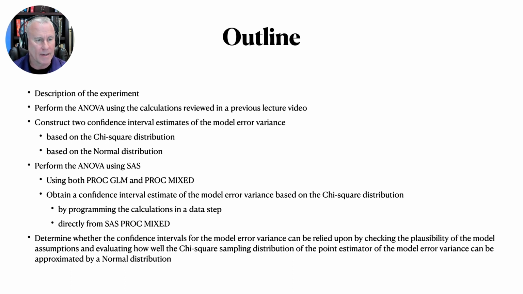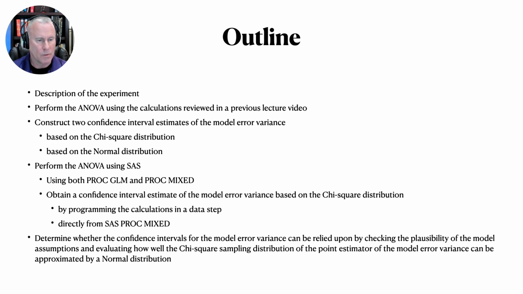We'll first provide a description of the experiment and take a look at the data. We'll then perform the ANOVA by hand using the calculations that we reviewed in a previous lecture video. We'll then construct two confidence interval estimates of the model error variance. One is based on the chi-square distribution, and the other is based on the normal distribution.